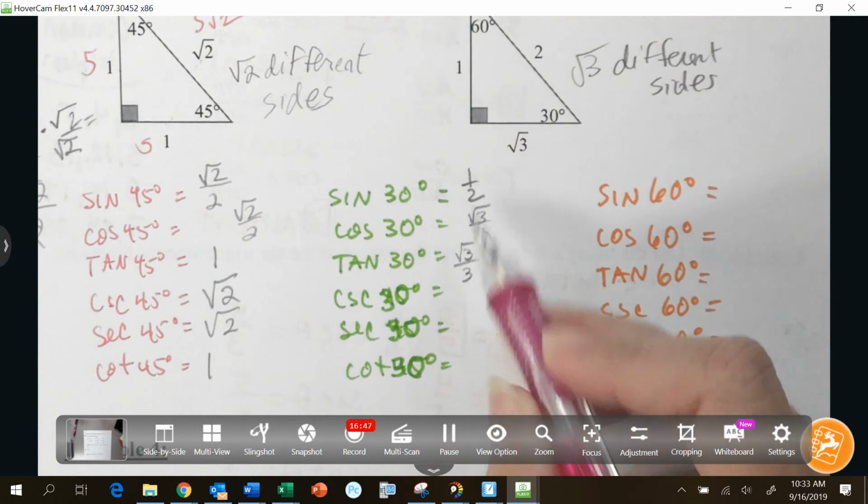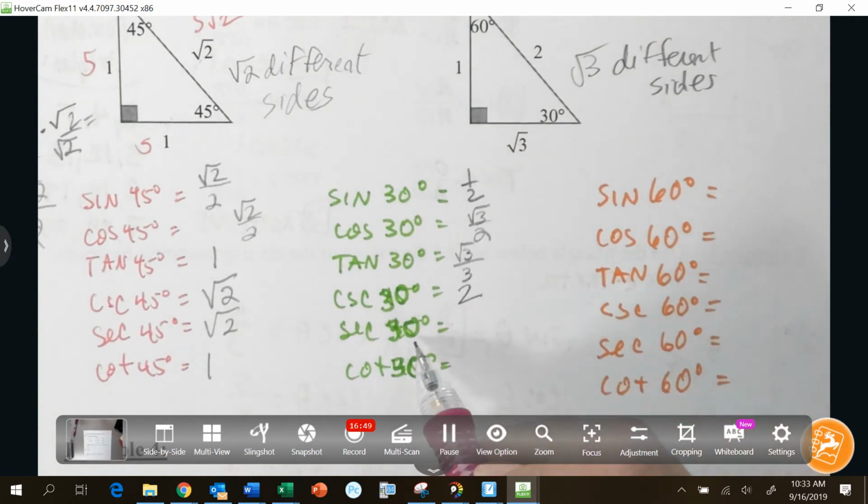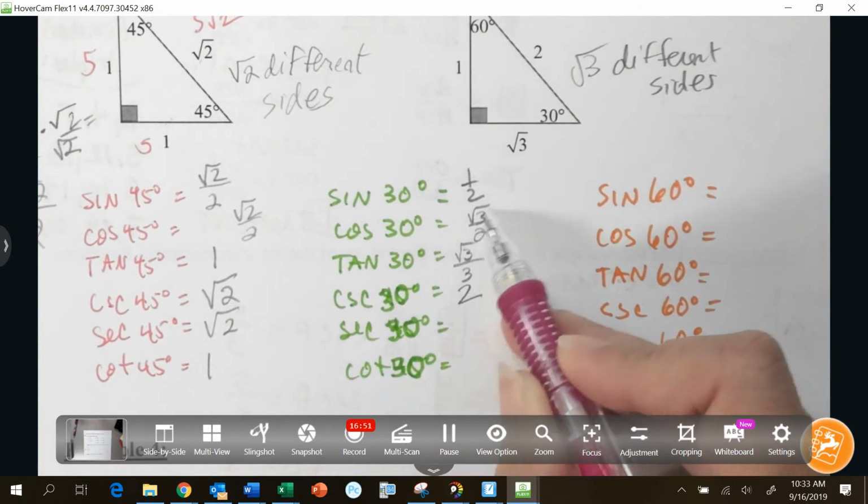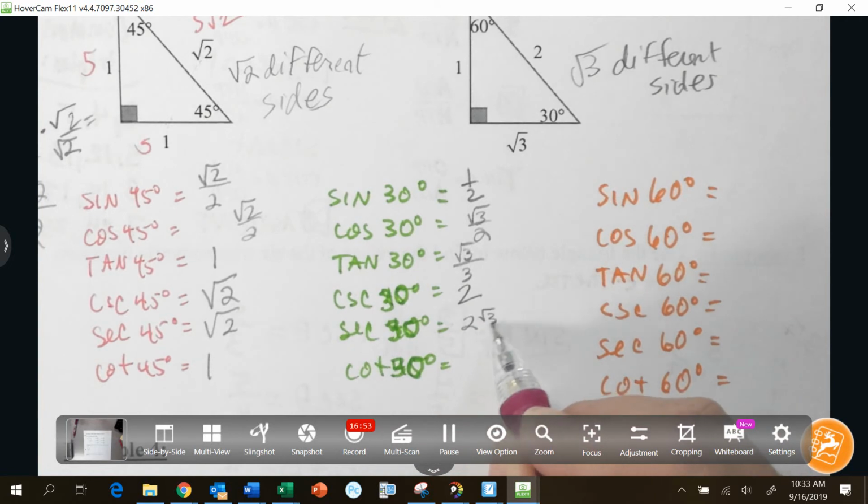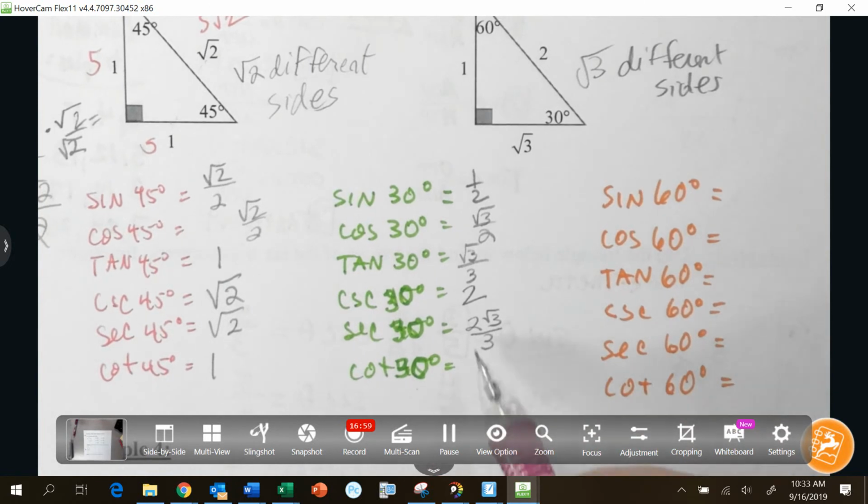Cosecant 30 is 2. Secant of 30, when I flip this one, I have to rationalize it, and I get 2 radical 3 over 3. So that one has 3's in it. And then the cotangent of 30 degrees, I flip radical 3 over 3, and it ends up giving me radical 3.